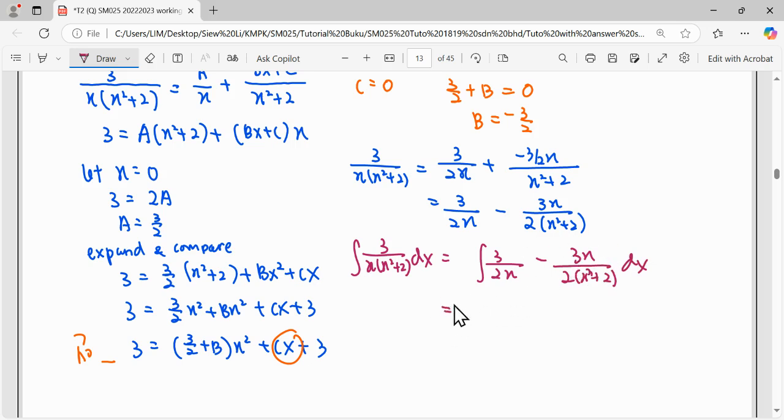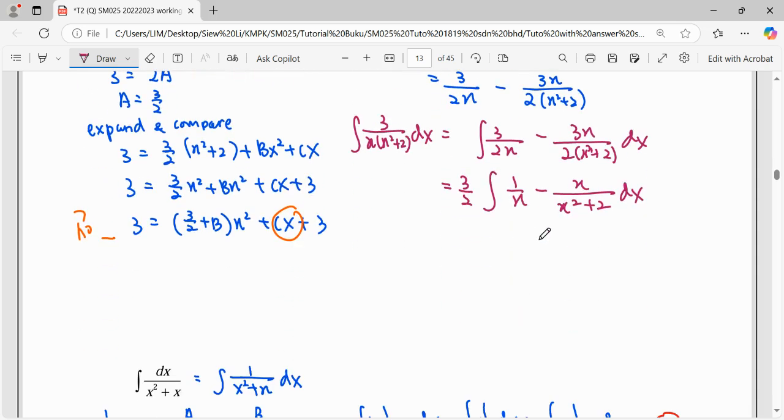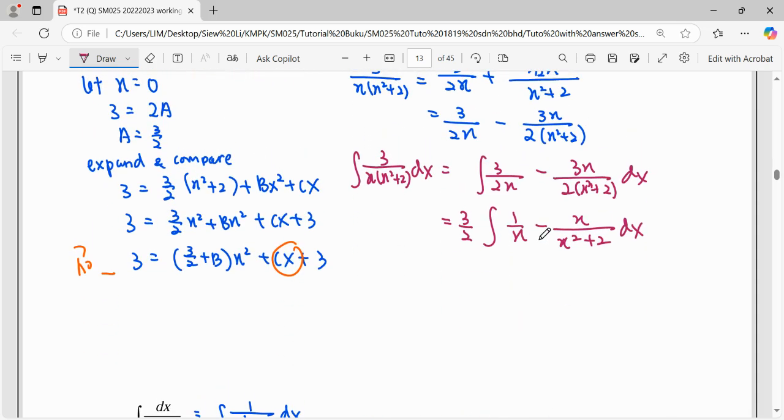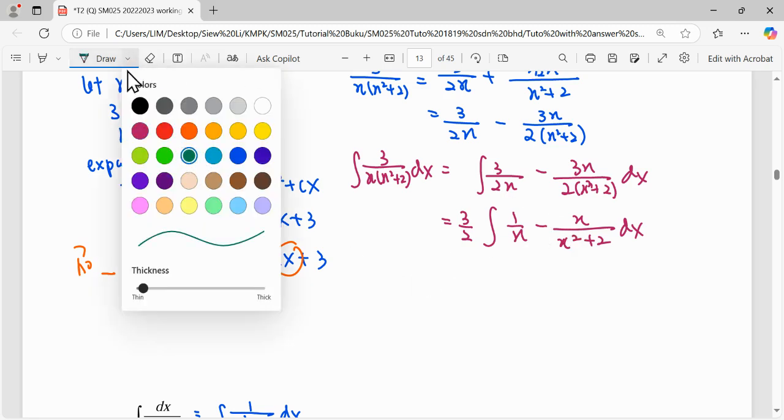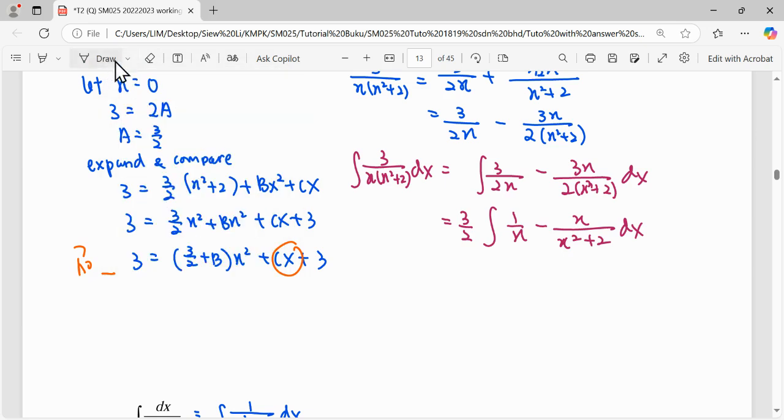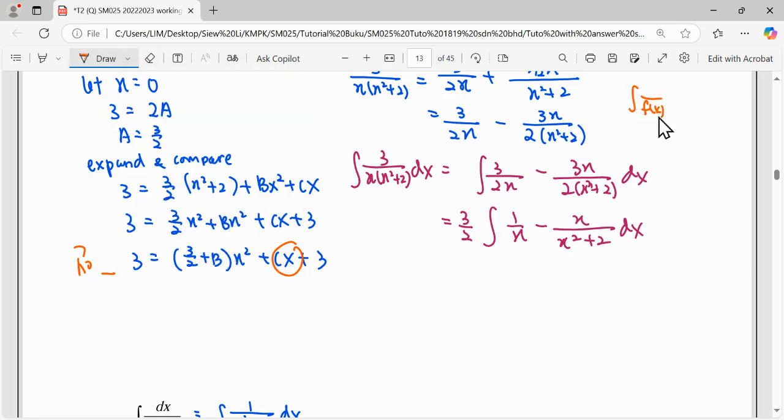So from here, we can see we can factorize 3 over 2. So inside, just integrate 1 over x minus x over x squared plus 2 dx. This one we can use the formula for a fraction. But for this one, we have to check whether we have a special form formula. The special formula will be the integral of f prime x over f x dx, which gives us ln f x.